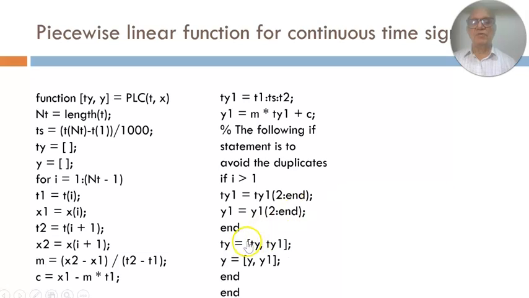And finally, you do the appending. So ty1 is appended to the previous value of ty. So first time you do it, ty is going to be null, so ty itself will get ty1. But thereafter, when you do the appending, all the equations for the various lines will get appended. Alright, so that is for the ty vector. Similarly, you do for the y vector, sample values, and of course provide appropriate number of ends here. So that is how you write the piecewise linear function for continuous time signals.